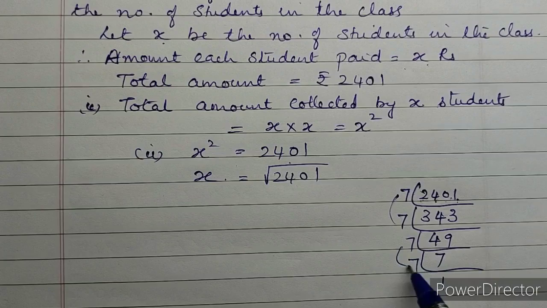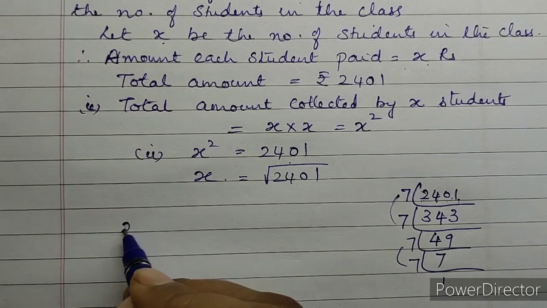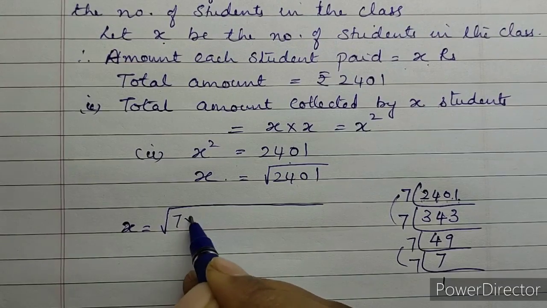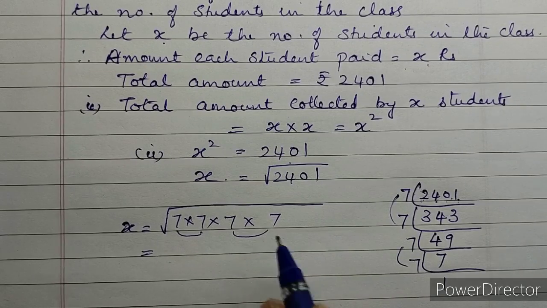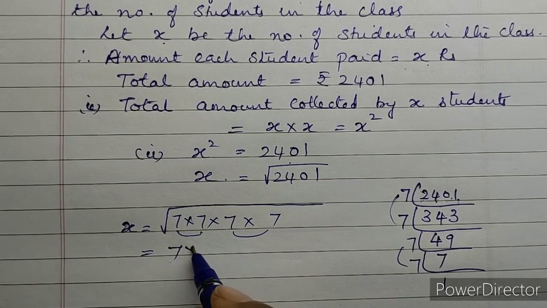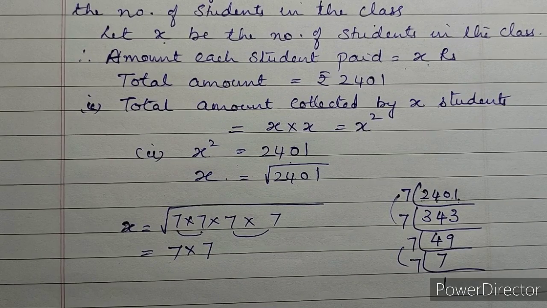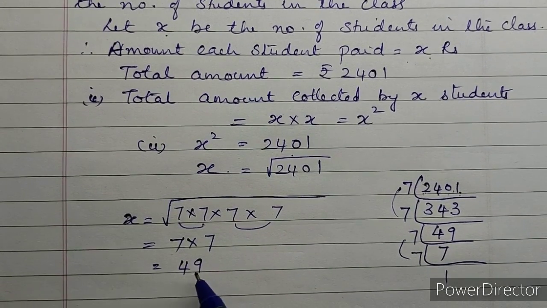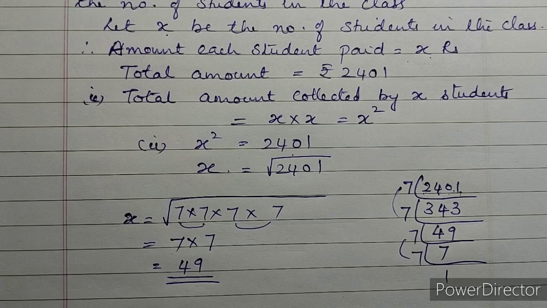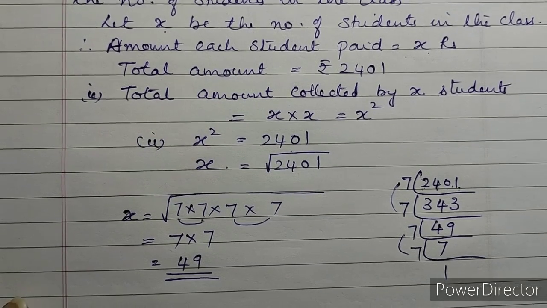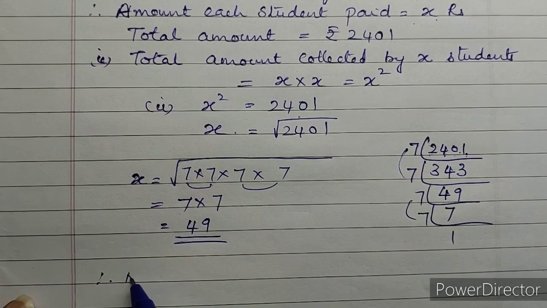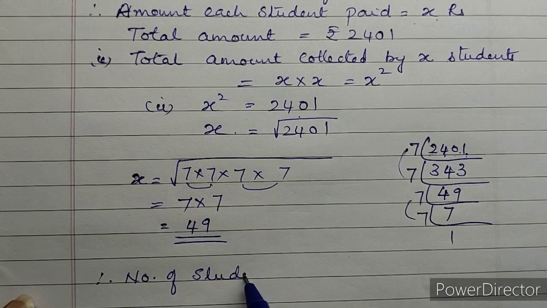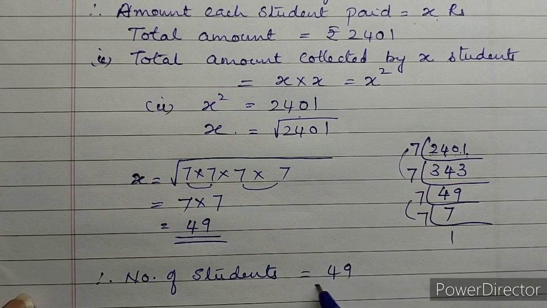So, pairing, is it possible? Yes, it is possible. So that means x is equal to square root of 7 into 7 into 7 into 7. So that is equal to, one pair, one number you can remove outside, 7 into 7, that answer is equal to 49. So the amount given by each child is equal to 49 rupees, and therefore the number of students in the class equals 49. So this is the question they have asked.